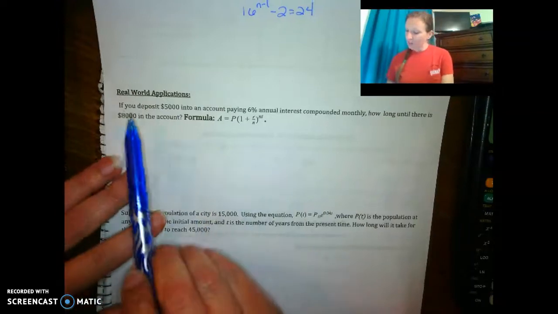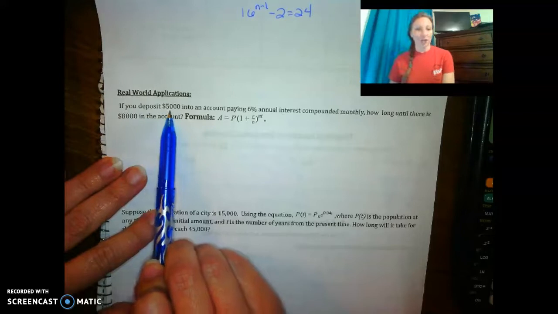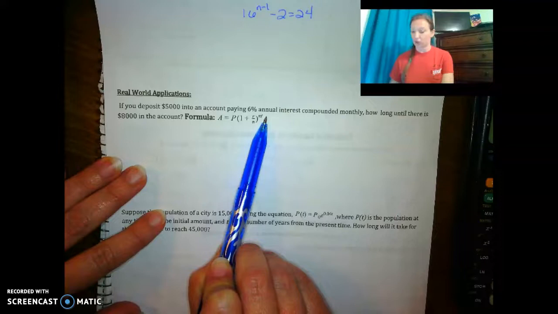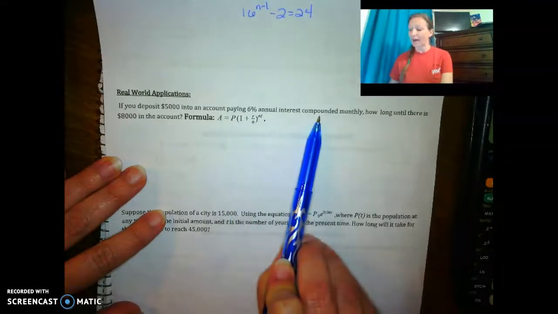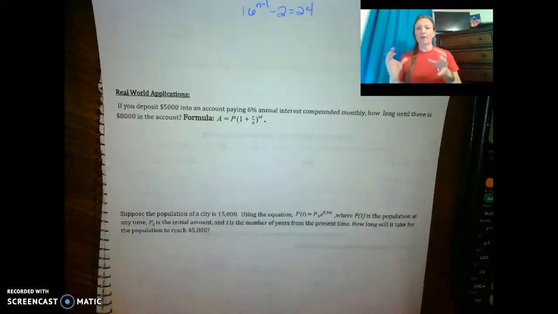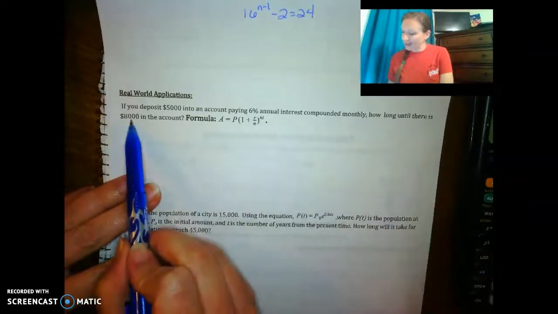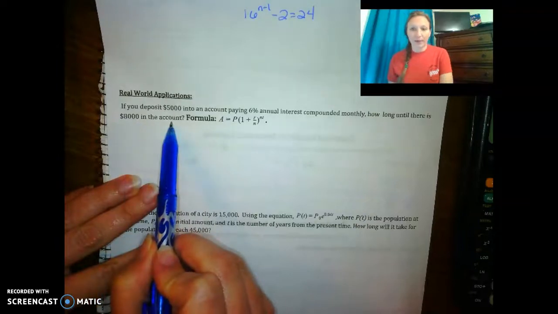So, scenario number 1, you deposited $5,000 into a bank account that's paying 6% annual interest, that is being compounded monthly. Remember, that means they calculate the interest, dump it into your bank account each month they do that, so you're calculating the interest on more money. How long until there is $8,000 in your bank account?